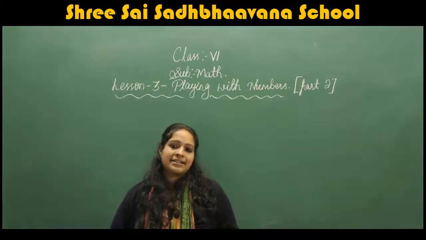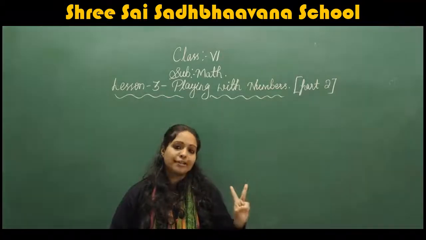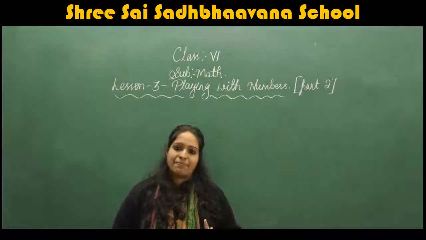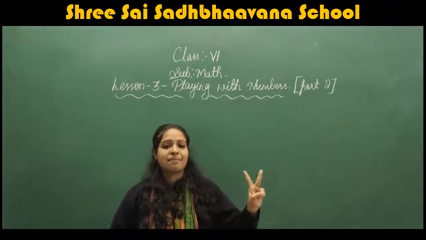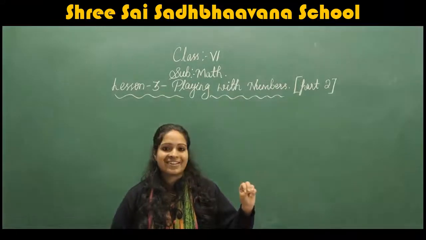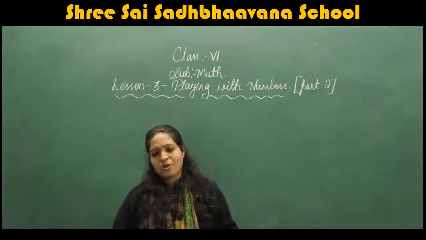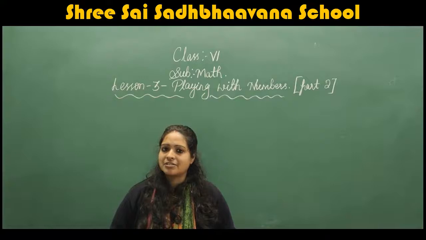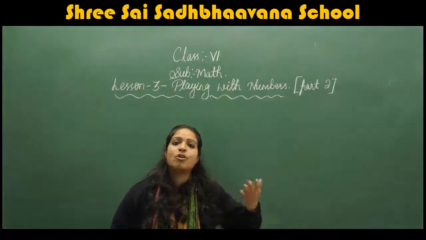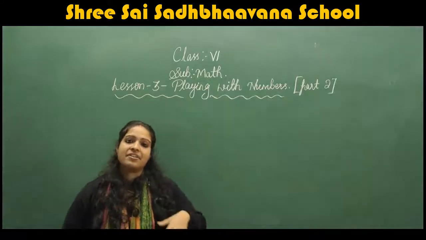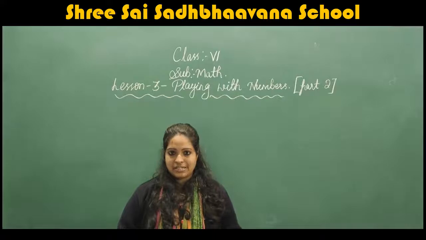Yes, prime numbers are those numbers which have only two factors, known as prime numbers. That is, one is 1 and the other one is the number itself. And coming to composite numbers, what do you mean by composite numbers, children? Composite numbers are the numbers which have more than two factors.